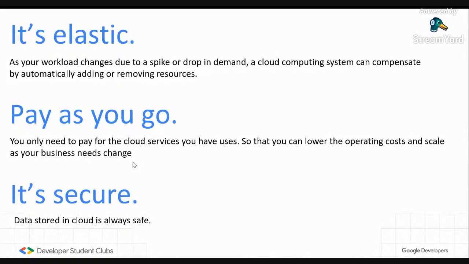What does that mean? It means that if your business or your corporate traffic increases exponentially, you can easily add more resources to your already existing resources. And also, what if your business becomes dull? You can easily remove the resources and scale down your business. The second one is pay as you go.